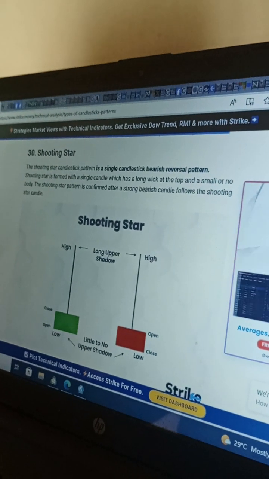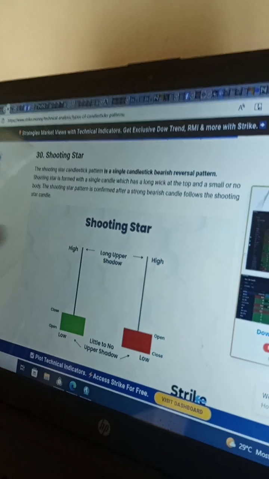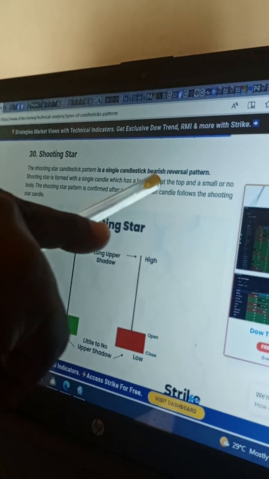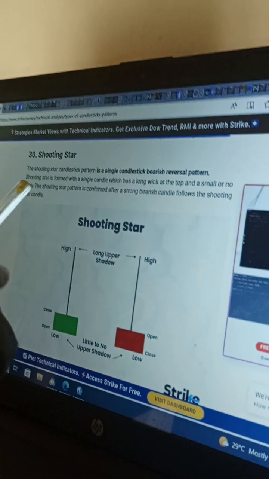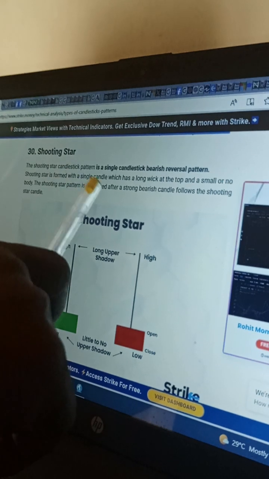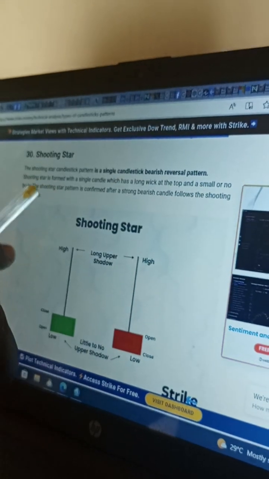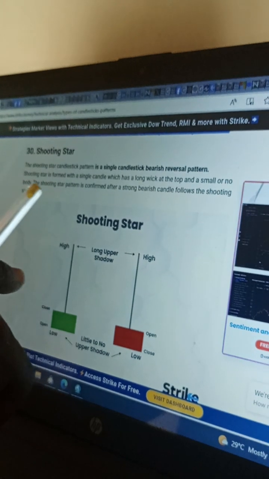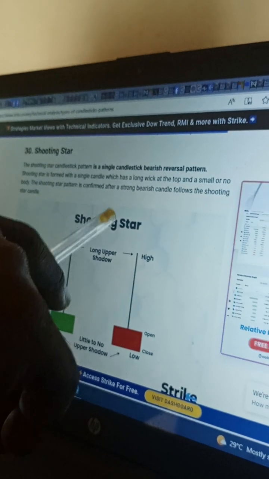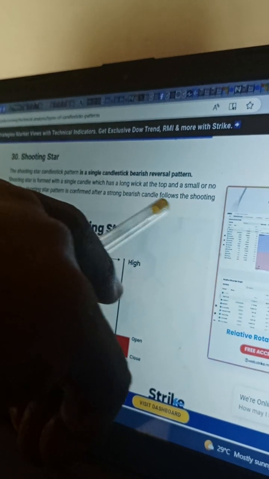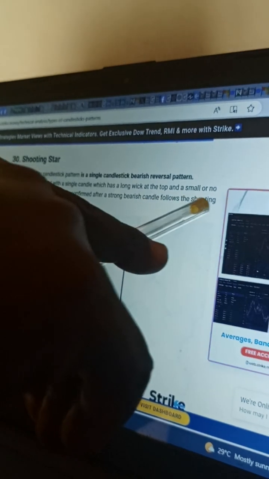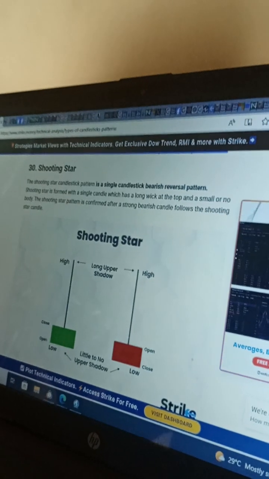Shooting star. The shooting star candlestick pattern is a single candlestick bearish reversal pattern. A shooting star is formed with a single candle which has a long wick at the top and a small or no body. The shooting star pattern is confirmed after a strong bearish candle follows the shooting star candle.